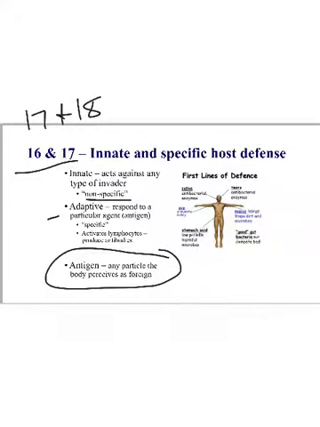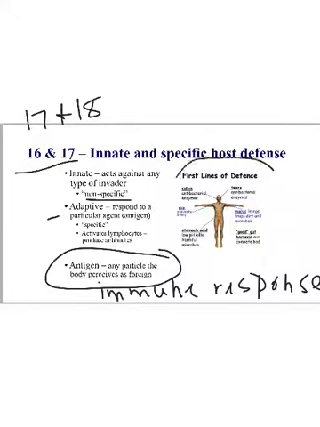Okay, so now an antigen is anything that the body perceives as foreign. Usually they're proteins, but sometimes they can be carbohydrates. It's anything that causes an allergic reaction or an immune response. So it could be cat fur, it could be pollen, it could be something like penicillin.